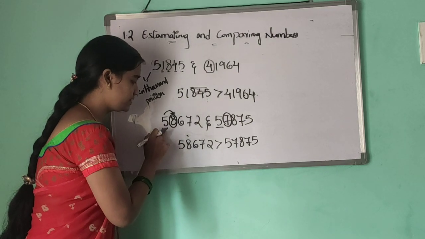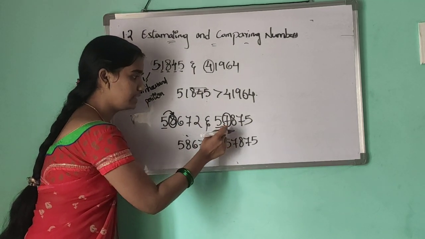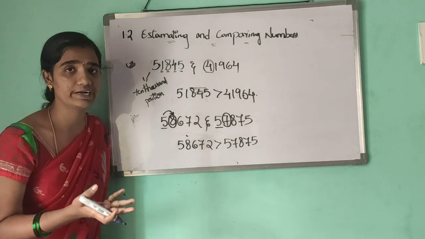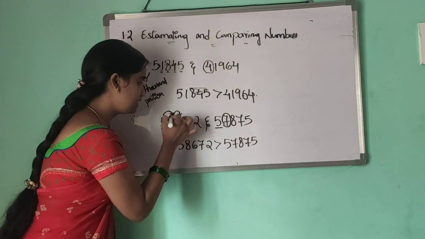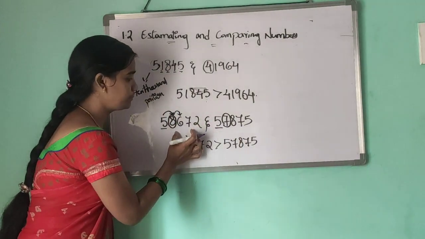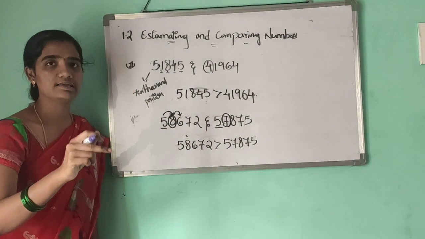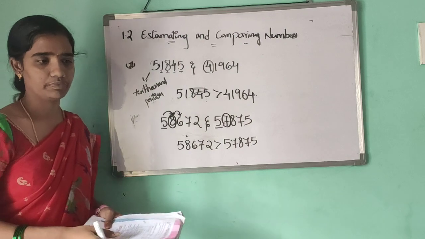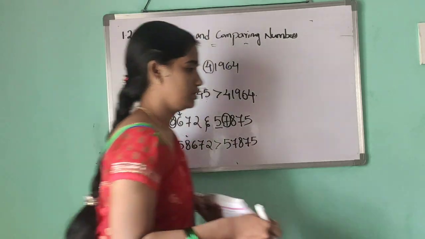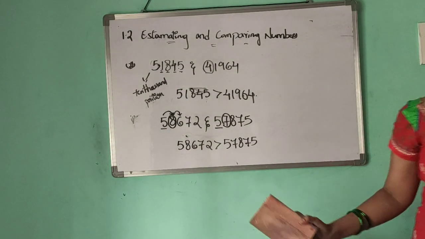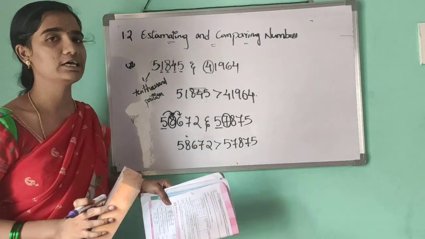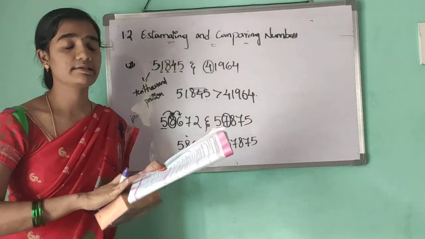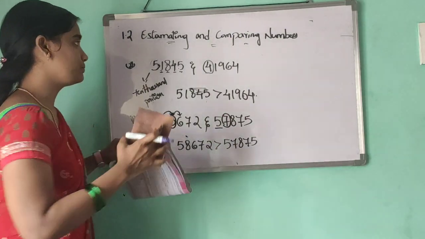For example, here 5 is there, 8 is there, and 5 is there, 8 is there. Now how can we find which is the greatest number? You have to move on to the next number, the hundreds place. Comparing these hundreds positions, whichever is the highest, that number is the greatest number. Using this estimation and comparing numbers, we have to do the Exercise 1.1 problems. Let's see.